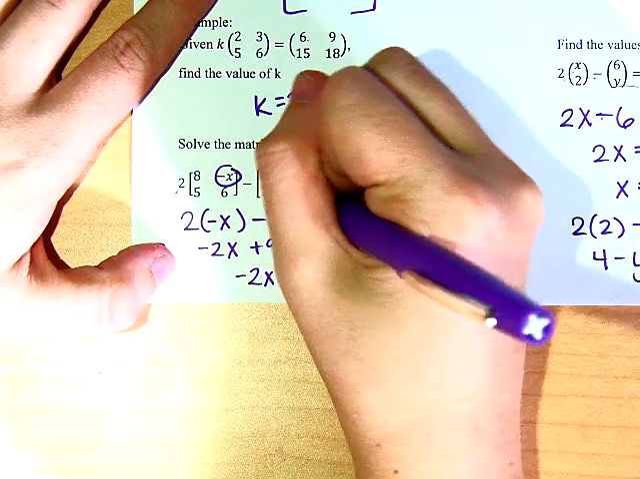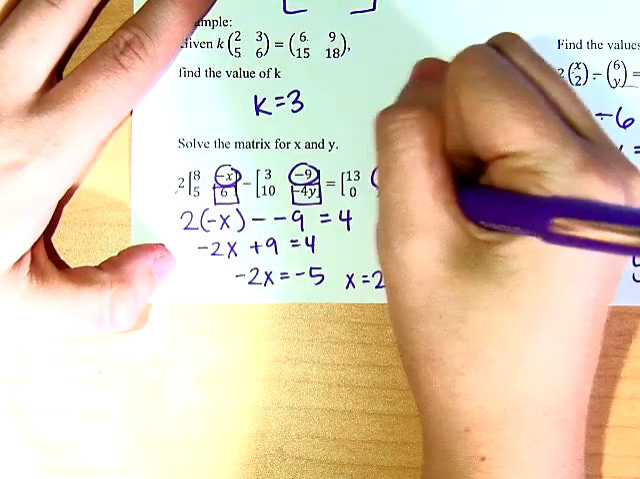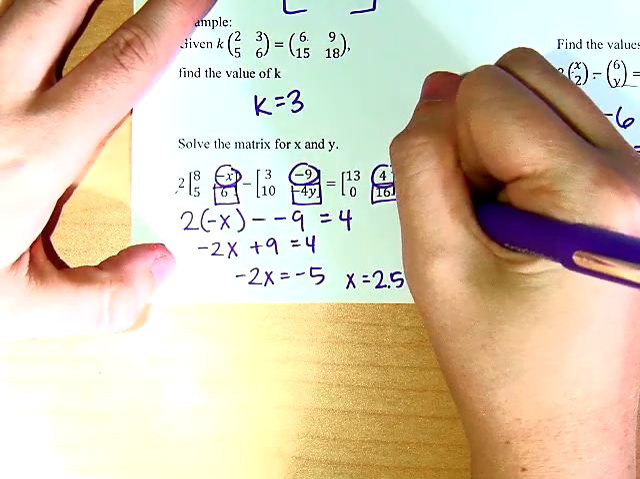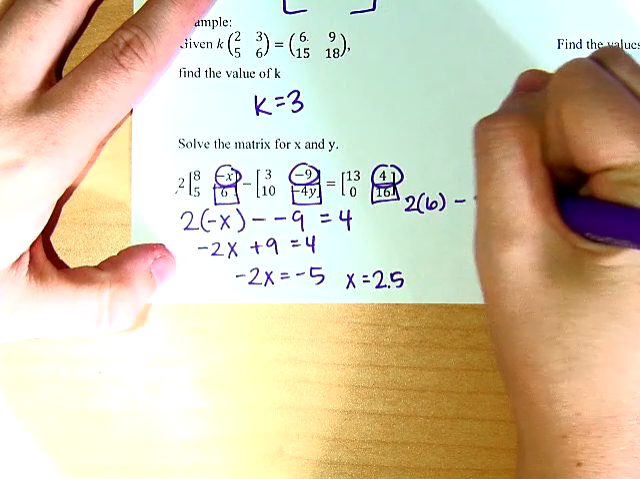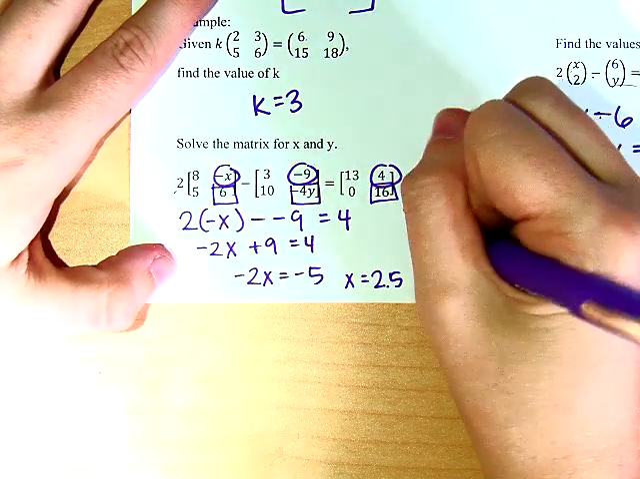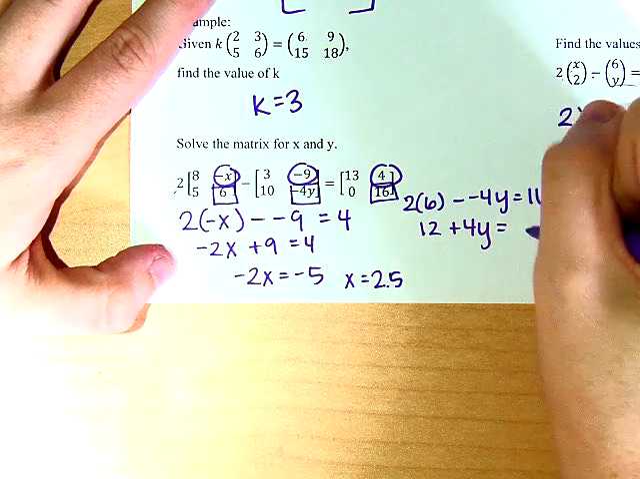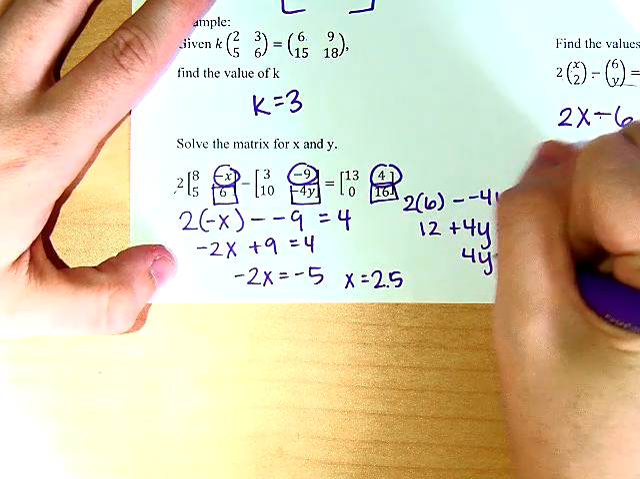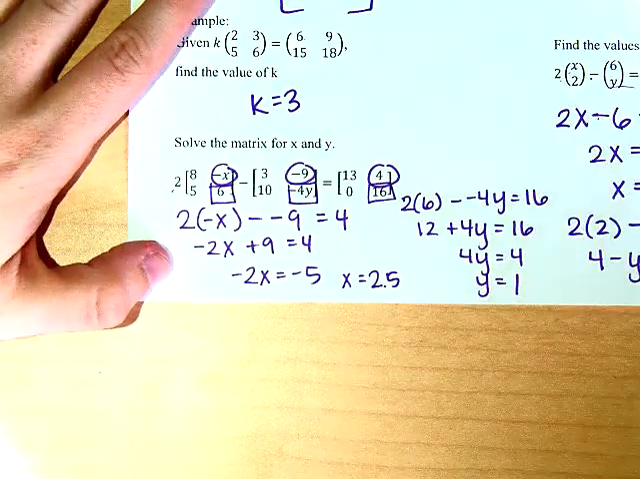Second one is y. So that's right below the x, the bottom part. So I have 2 times 6 minus -4y is going to give me 16. 12 plus 4y equals 16. 4y equals 4, which gives me y equals 1.